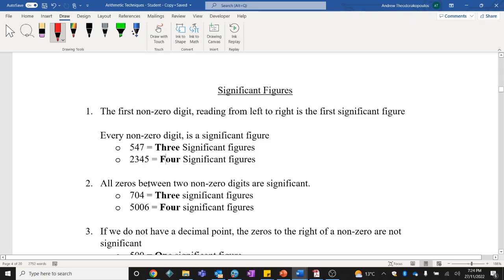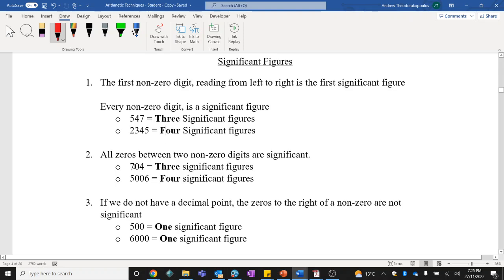All zeros between 2 non-zero digits are significant. Okay, so this is a non-zero and this is a non-zero, so they're significant. But all zeros in between, like a sandwich, also count as significant. So here we have 3 significant figures, and here we have 4 significant figures, because these zeros are sandwiched by 2 non-zeros.